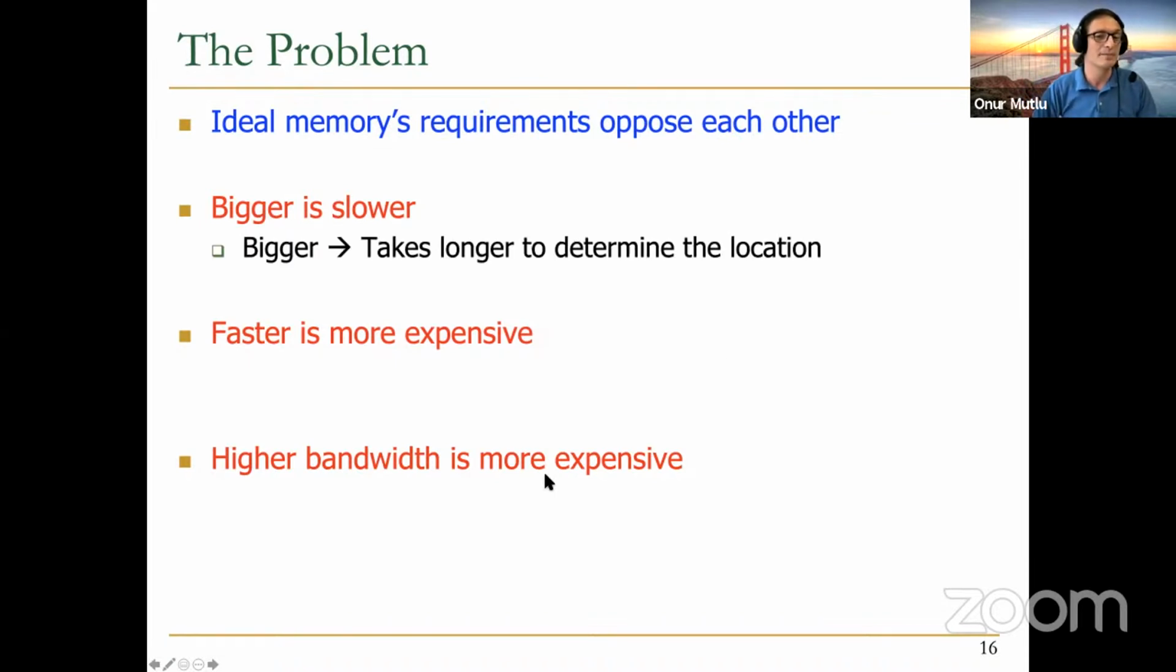So bigger is slower because, as you make the memory bigger, as we discussed last time, interconnects become longer, and it takes longer to determine the location. Even if you partition it into hierarchical arrays of arrays, the overhead of the interconnect still increases. So bigger is slower, and there's no way to get around it. Otherwise, it becomes magic.